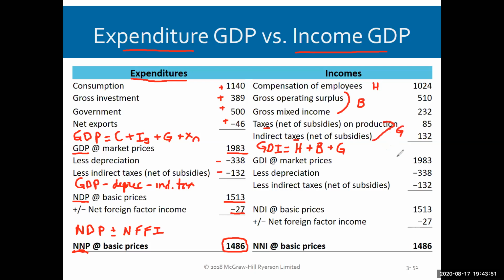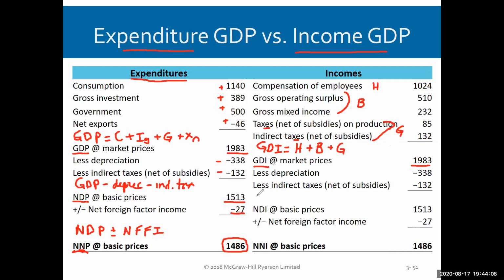So when we add all those up, we get 1983, and it's GDI at market prices. Well, look, 1983 here is gross domestic product. 1983 here is gross domestic income. So I said it was the same.